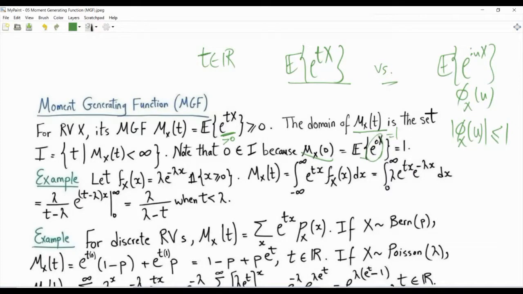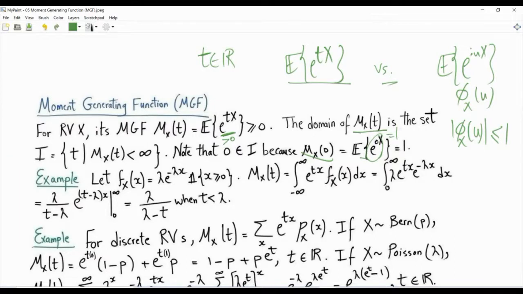It is 1. But actually, there are nasty random variables for which the moment generating function is finite only at t equals 0. So these exist, okay? Like the Cauchy random variable, for example. If you put t equal to any positive or negative number, this expectation explodes. It is only a finite number, 1, at t equals 0. So there is no guarantee that M_X of t is finite for every t.